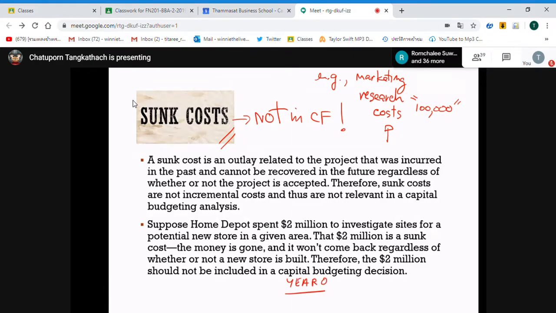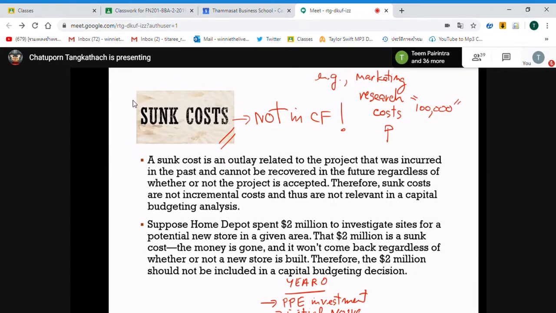For year 0 cash flow, remember we need to put in our investment in property, plant and equipment. We need to put in the investment in initial net operating working capital. The question is, do you need to put 100,000 to be part of your cash flow or not? The answer is no. How can you know that you must not put this in?